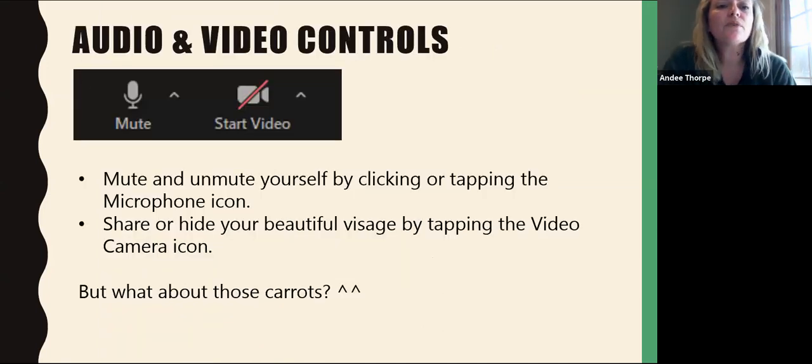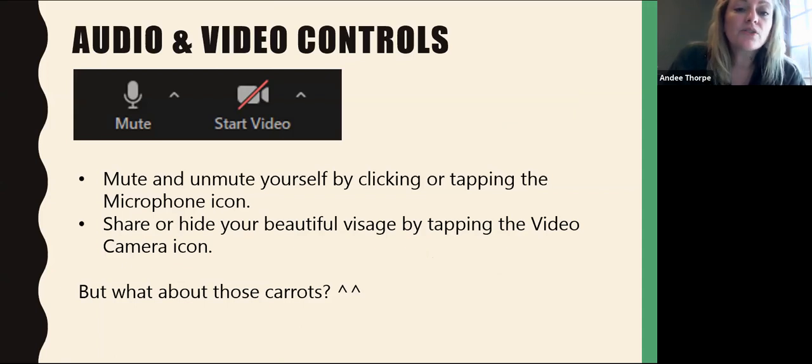All right, universal audio and video controls. On PCs and tablets, you're going to see a microphone and a video camera, usually in your lower left-hand corner, with little carets next to them. Cell phones will not have the caret next to them. These buttons allow you to mute and unmute yourself. Just click or tap once and the red line will appear or disappear depending on what you did.